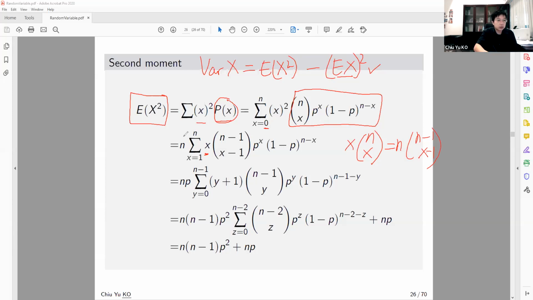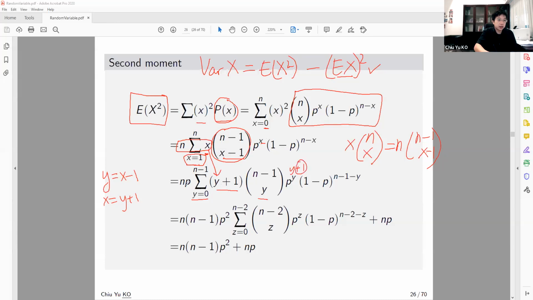Is that okay for this one? So that's why we have this and this, so we combine two steps together. Okay, and here I use the same trick again. I use y equal to x minus 1, or x equal to y plus 1, and I replace every x with y. So x becomes y plus 1, and x minus 1 is y.